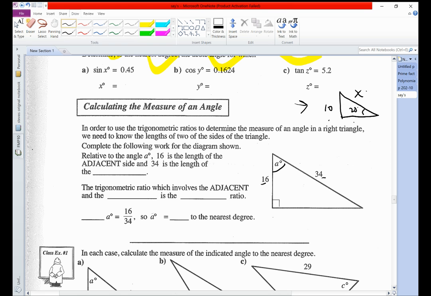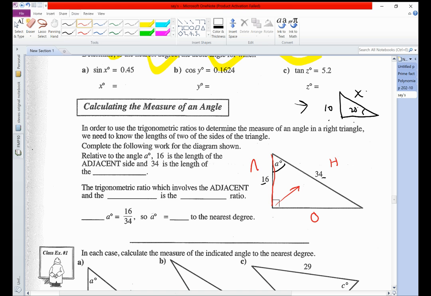So the first thing we're going to do is label this triangle. Now it's not a known angle, but the angle we're looking for, and it's the same idea. The side across from the angle we're looking for is the opposite. The side across from the right angle is the hypotenuse. And the side between the angle you're looking for and the right angle is the adjacent.